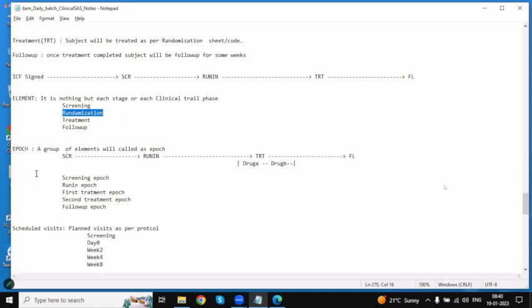Generally, epoch is for a particular subject: if any date comes under it, which stage does it fall under? Treatment stage, randomization stage or screening stage. They will derive epochs, and elements will be derived separately. Just understand the meaning: these are the elements, and all together we call it an epoch. When you do it programmatically, you will get clarity. Is there any abbreviation for epoch? No, there is no abbreviation. It's epoch only.